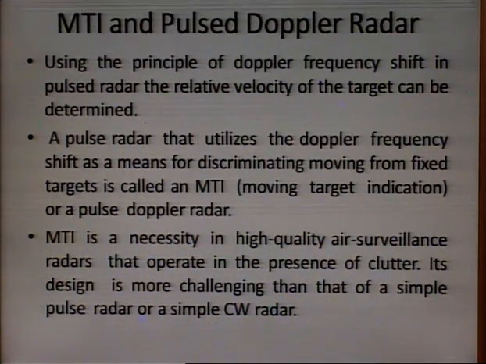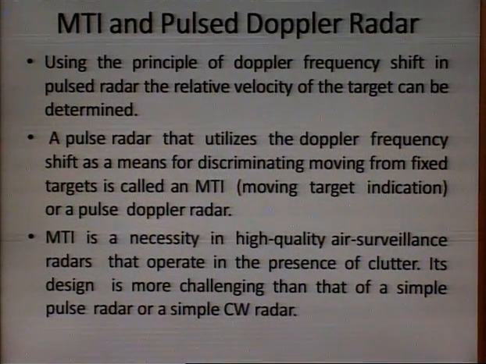So, for that purpose we needed a radar called MTI, and this is MTI and pulse Doppler radar. Using the principle of Doppler frequency shift in pulse radar, the relative velocity of the target can be determined. This is one of the greatest applications of this radar, the MTI, moving target indicator radar. Here we use both principles: the principle of pulse radar and the principle of CW radar.